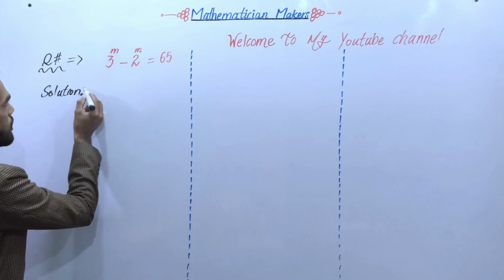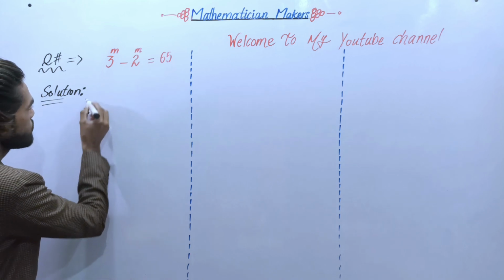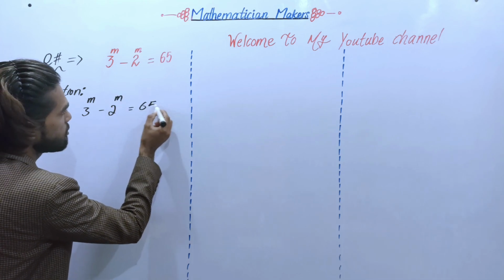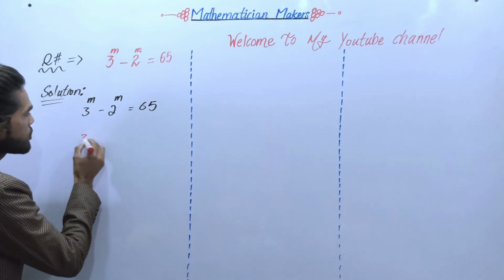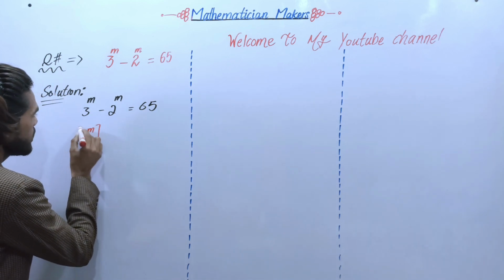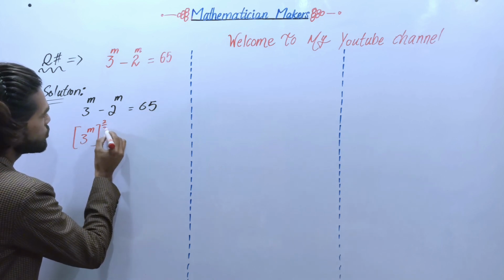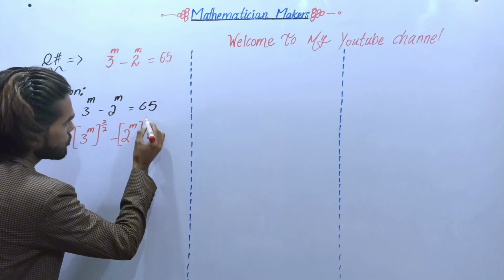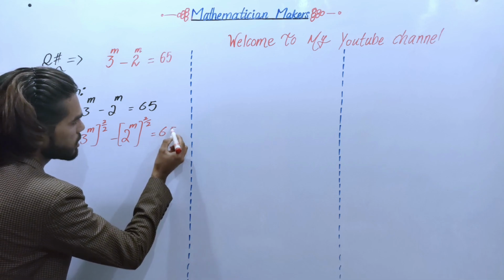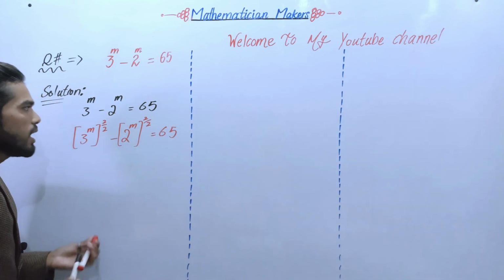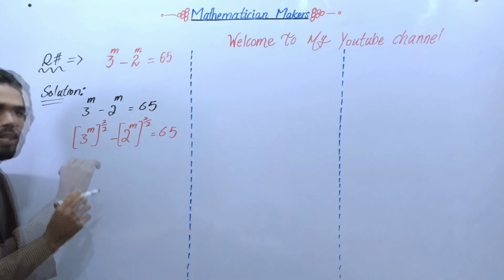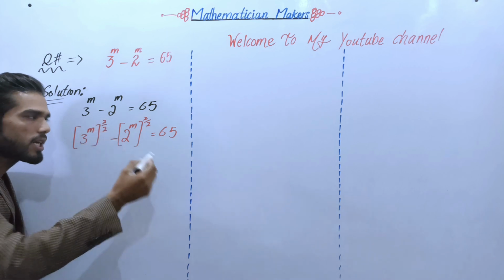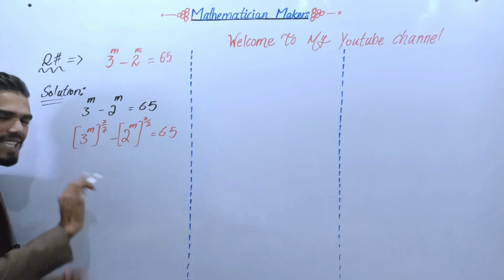Solution here. 3 power m minus 2 power m is equal to 65. We can write it as (3 power m) whole power 2 by 2 and (2 power m) whole power 2 by 2 is equal to 65. We wrote this power 2 by 2, and it doesn't affect the question because we take a square and at the same time divide by the same number 2.